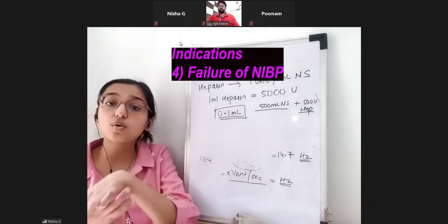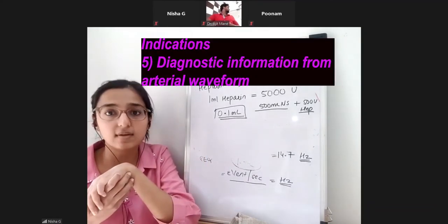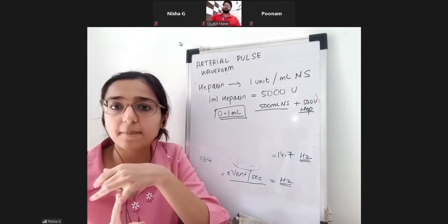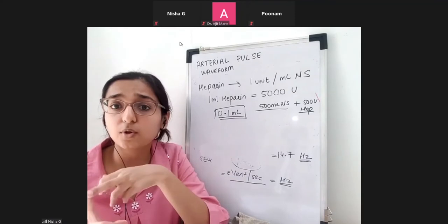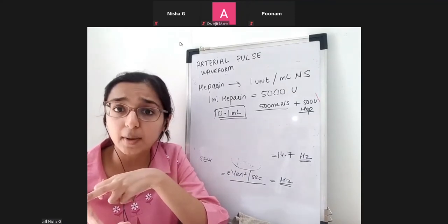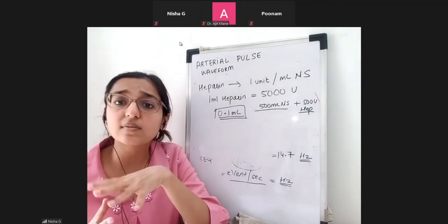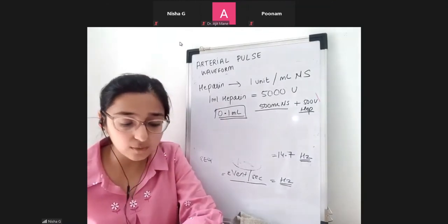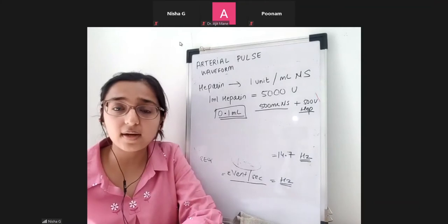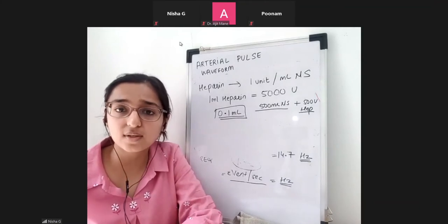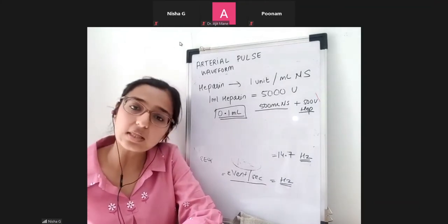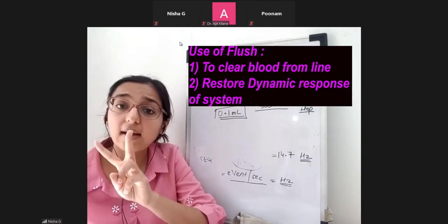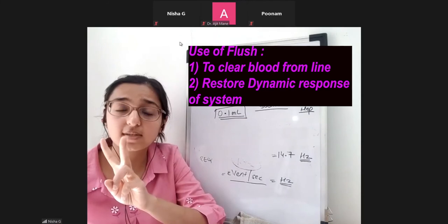Then if you want to know from the arterial waveform, I will explain ahead. There are certain conditions like aortic stenosis, aortic regurgitation, hypertrophic obstructive cardiomyopathy, and many other such conditions where the normal waveform which we saw will be distorted. As I told you, we want to take ABG samples, so we need to flush that system. So the flush is needed for clearing the system of blood and for knowing the dynamic response of the system.